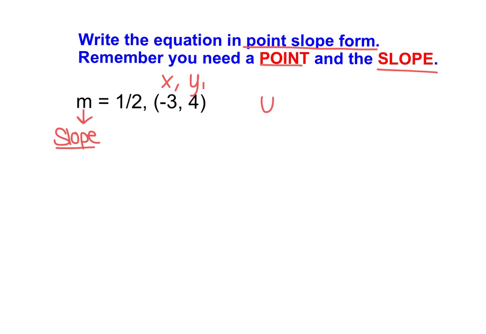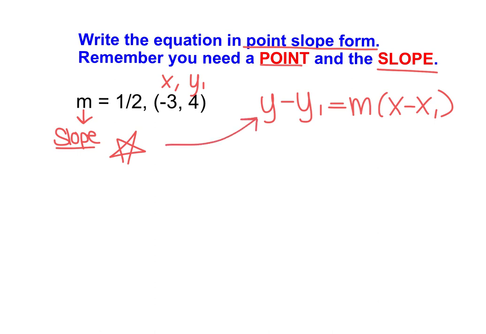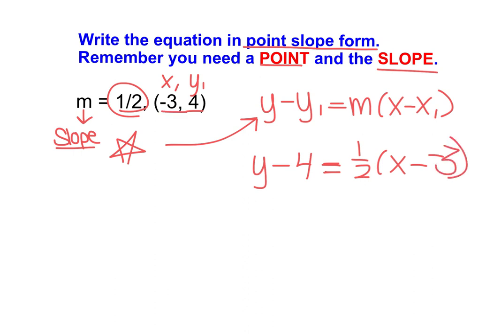And remember, point-slope form is y minus my y-coordinate is equal to my slope times x minus my x-coordinate. So from here, I'm just going to take the values that I have and substitute them into this equation. So I have y minus my y-coordinate, which is 4, is equal to my slope of 1/2 times x minus my x-coordinate, which is -3. So notice how I have a minus a negative here.